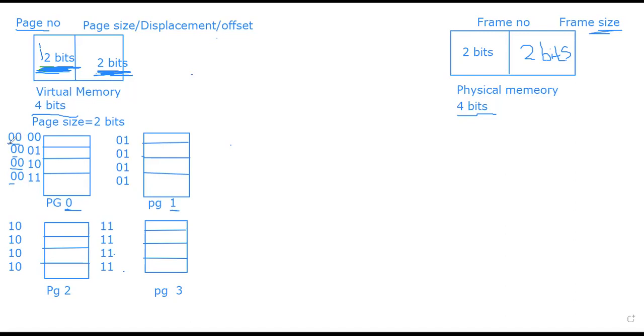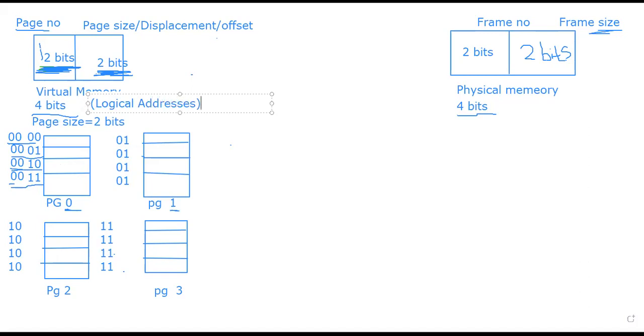So 0 0 0 0 is the first logical address. 0 0 0 1 is the second logical address. 0 0 1 0 is the third logical address, and 0 0 1 1 is the fourth logical address. This is what we call a logical address. So in the virtual memory, we will be getting logical addresses.